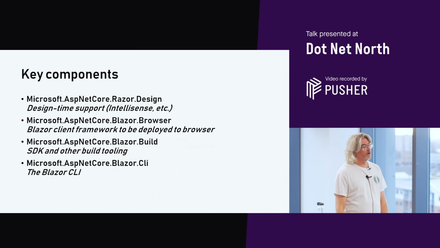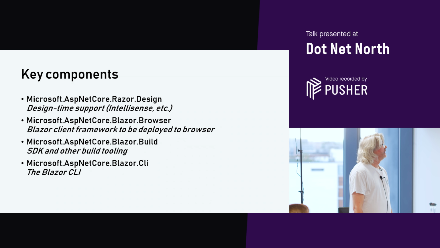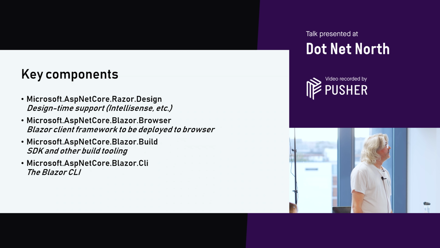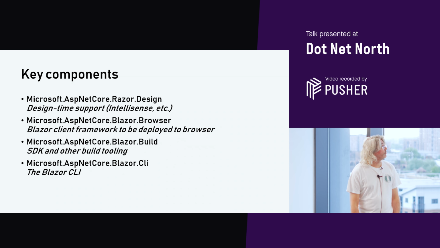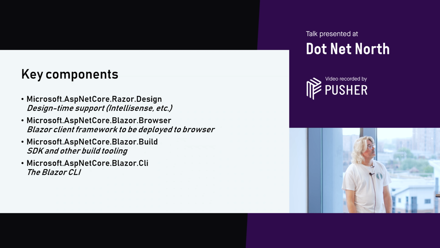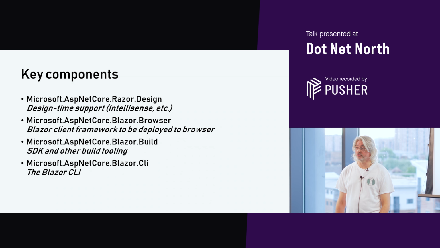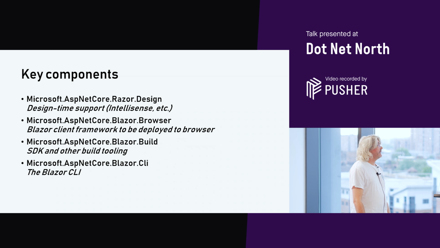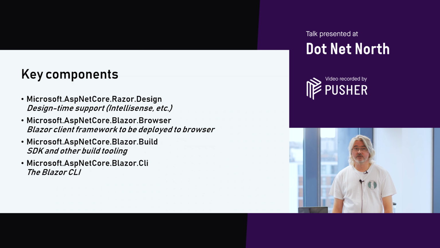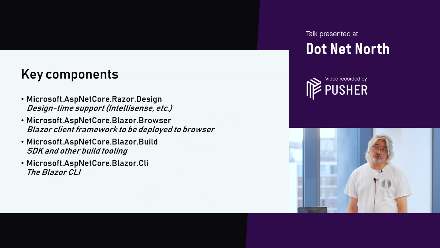So the key components that you get to build Blazor applications are these bits. So there's the sort of design time support, which gives you IntelliSense, the Blazor.browser library, which contains all the bits that get delivered to the browser. There's a library with the SDK and all the buildy bits that run it all together. And there is a command line interface as well, which allows you to do various bits and bobs. And at the moment, because this is sort of a beta product, there's a few things you need the command line interface to do, because they've not been implemented in the tooling support yet.